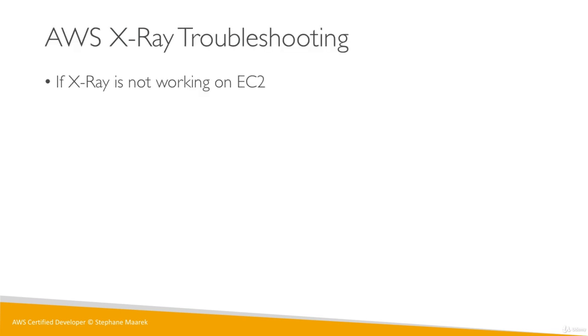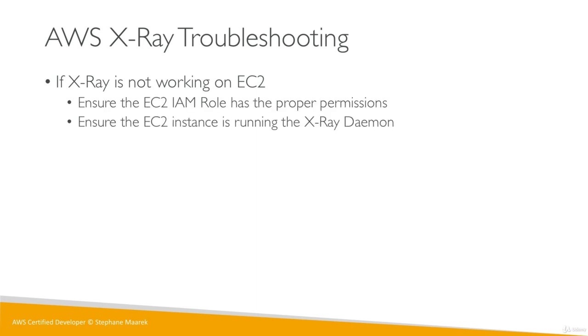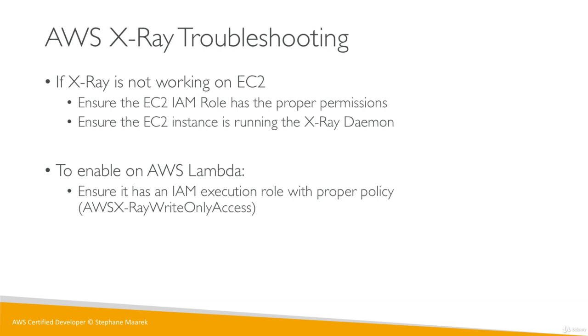Talking about troubleshooting, what if X-Ray is not working on EC2? As I said, you need to ensure that the IAM role has the proper permission, and you need to ensure that the EC2 instance is indeed running the X-Ray daemon. If you want to run it on Lambda, it's a little bit different. For it, you need to ensure that the Lambda has an IAM execution role with proper policy.